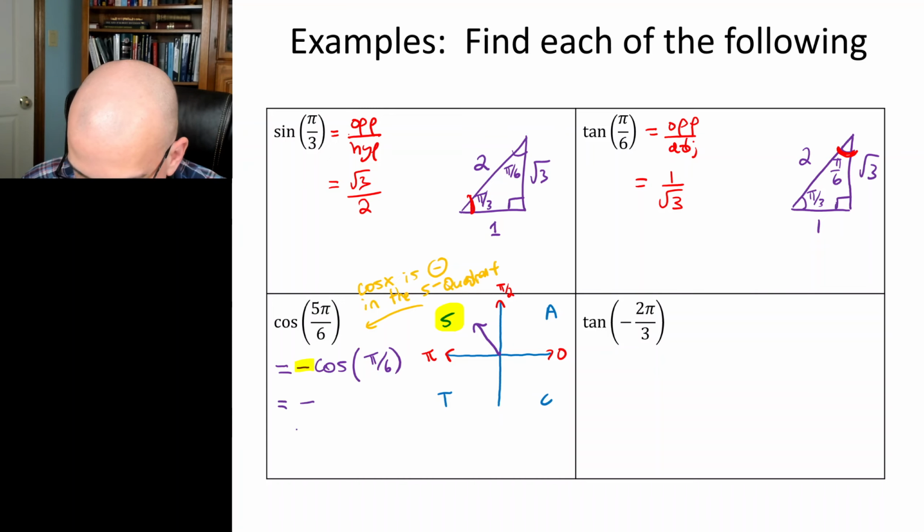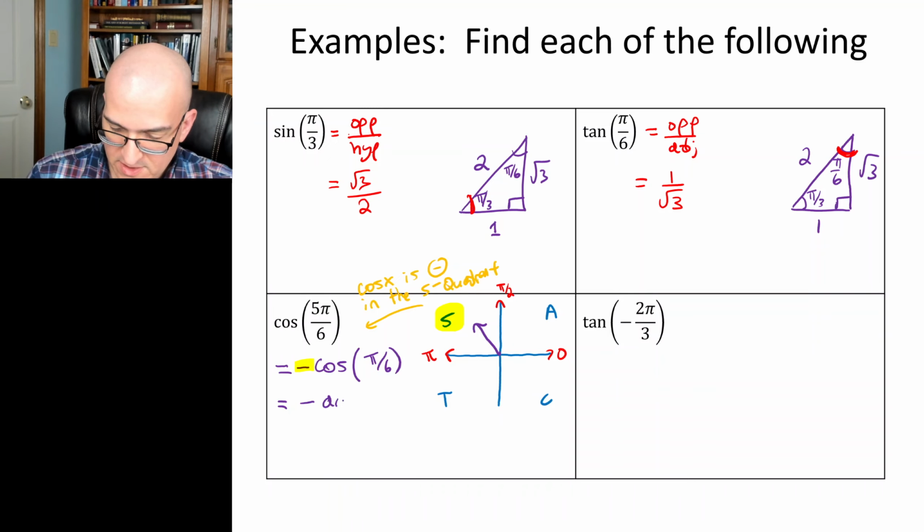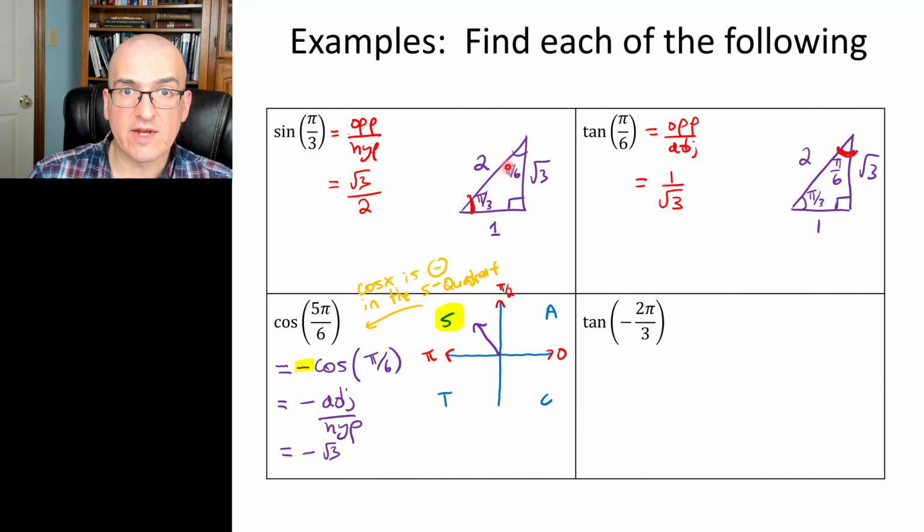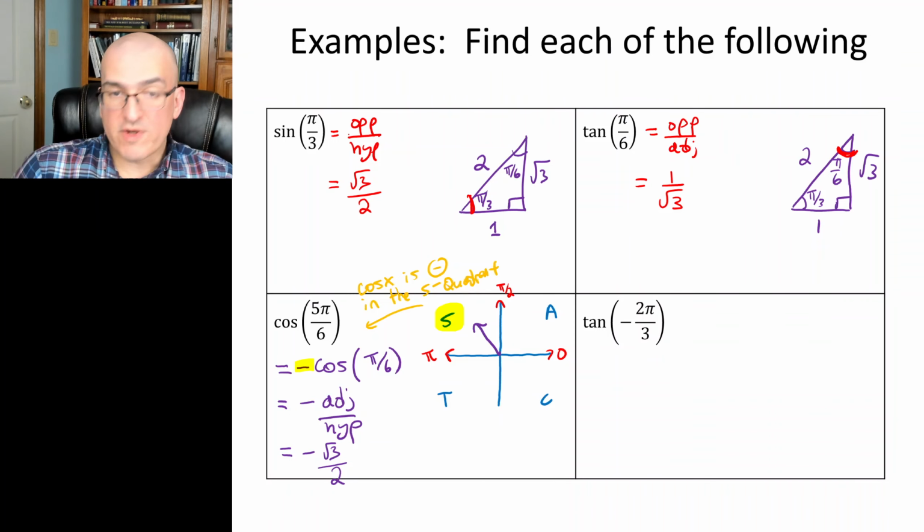Okay, so we have minus the adjacent over the hypotenuse. So the adjacent for pi over 6 is root 3. I'm just recycling this triangle up here. So the adjacent is root 3 and the hypotenuse is 2. So we have negative root 3 over 2. That's our answer.